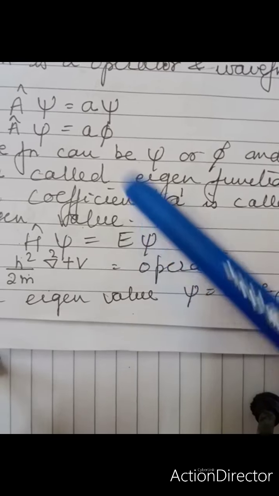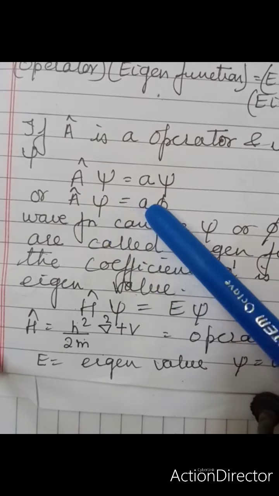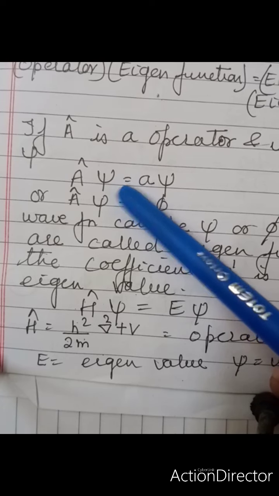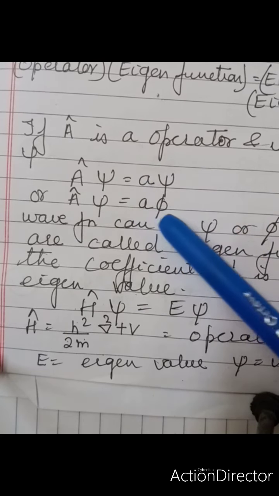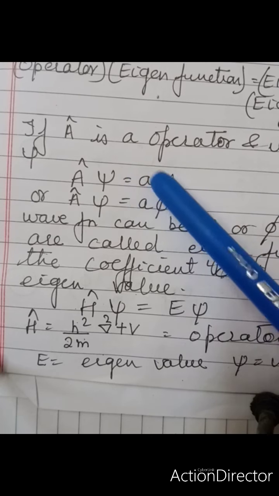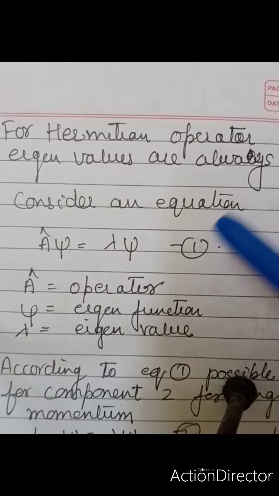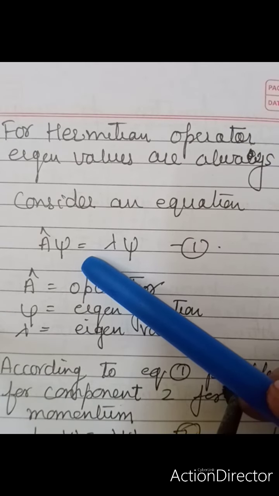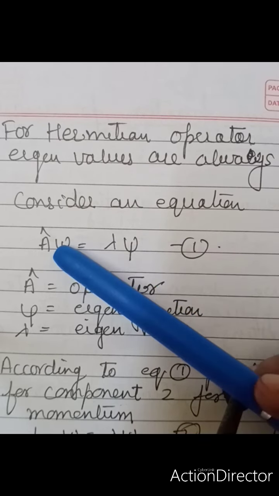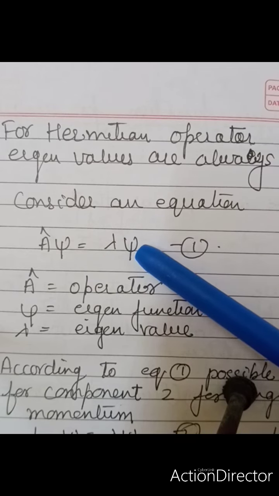In terms of A also you can use it, that is A cap psi is equal to A psi, or A cap psi is equal to A phi. So here it can be psi or phi. These are the eigenfunctions, and the coefficient A which we are getting will be the eigenvalue. Now consider an equation A psi is equal to lambda psi, where A is the operator, lambda is the eigenvalue, and psi is the eigenfunction.